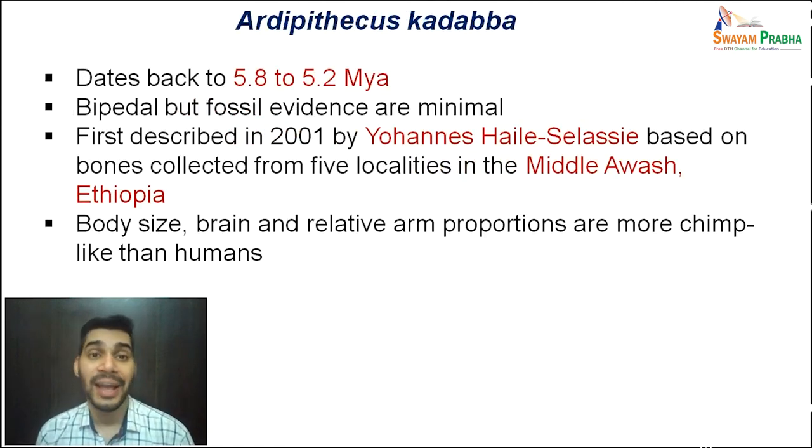The next category is Ardipithecus kadabba. It dates back to 5.8 to 5.2 million years ago. Again, they were bipedal, but fossil evidence is again very minimal here. It was first described in 2001 by Yohannes Haile-Selassie, based on the bones collected from five localities in the Middle Awash, which is a place in Ethiopia. The body size, brain, and relative arm proportions are more like chimpanzees rather than humans.